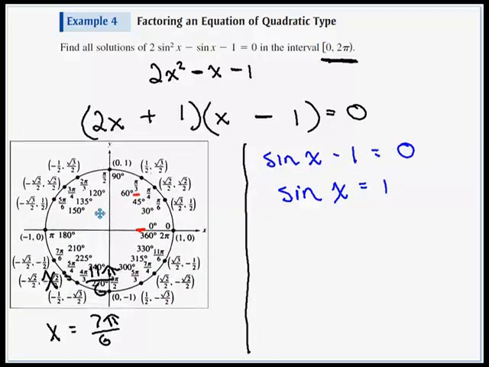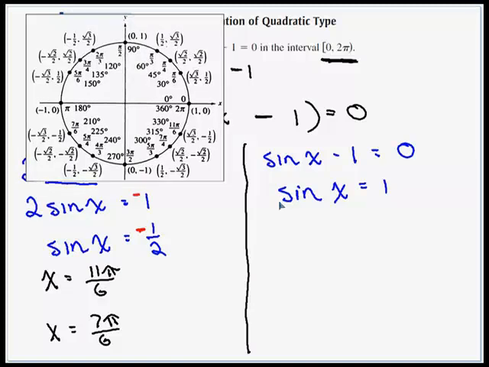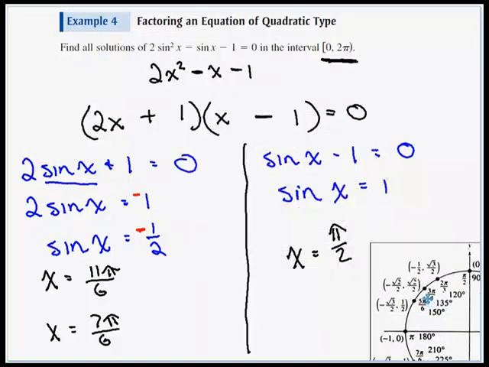Our other possibility was here at sine of x equals 1. Well, where does that occur? It's a positive y value. That only happens once, and that's right up here at the top of the unit circle at pi over 2 radians. So x equals pi over 2. And there are all three solutions to that quadratic type trig equation.